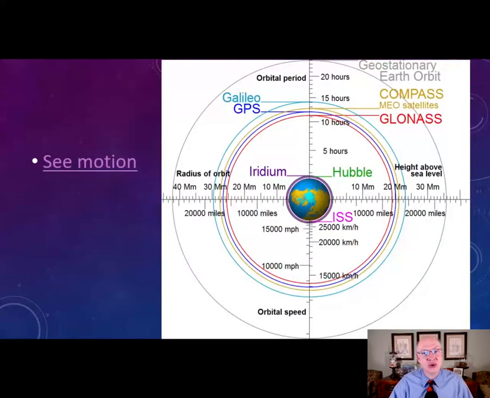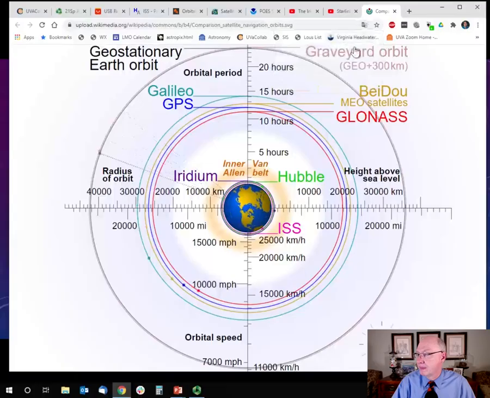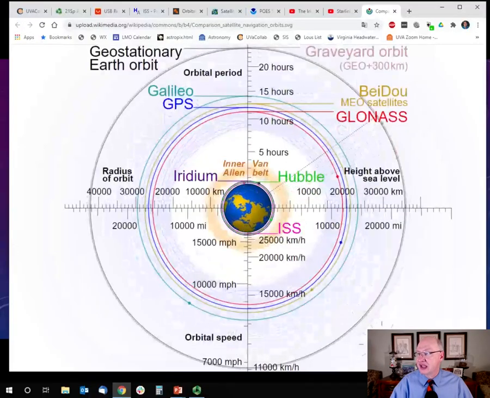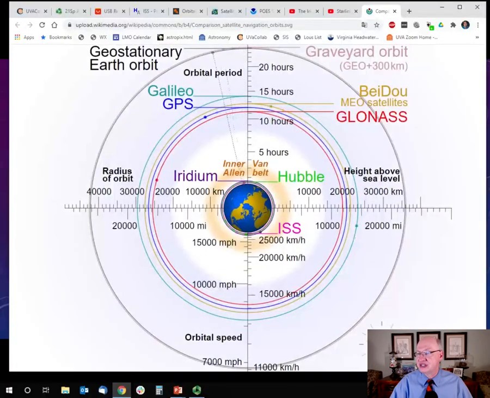All right, so let's take a look at the motion of these satellites. Here are satellites at different orbits. The first thing you should notice is Kepler's third law of planetary motion, right? Look at the satellites that are very close to the Earth. The satellites in low Earth orbits are moving very, very fast compared to the satellites in mid-Earth orbits, and compared to the satellites up there in geostationary Earth orbit. So the first thing you'll notice here is the difference in the orbital speeds.